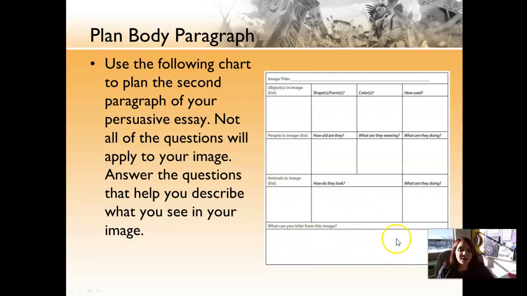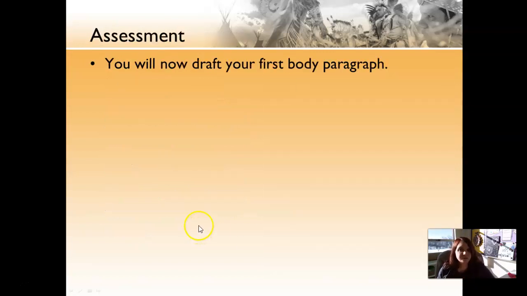Now, again, not everything in this is going to be written or answered, because sometimes there's no people in the picture, sometimes there's no animals, and so on and so forth. Just answer the ones that you can answer. So now you're going to draft your first body paragraph. Remember, your first body paragraph should be the description of your picture.